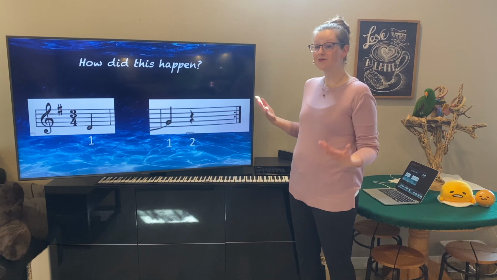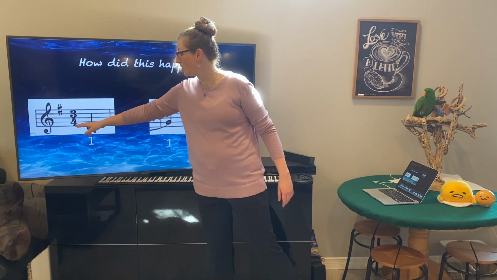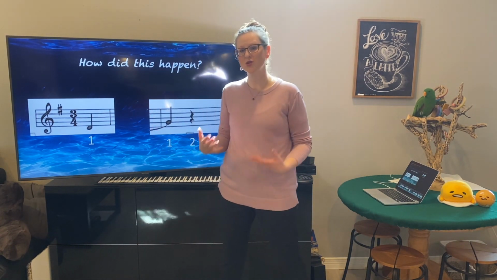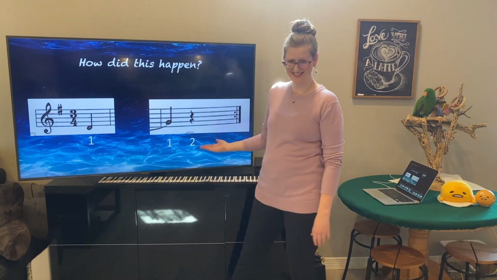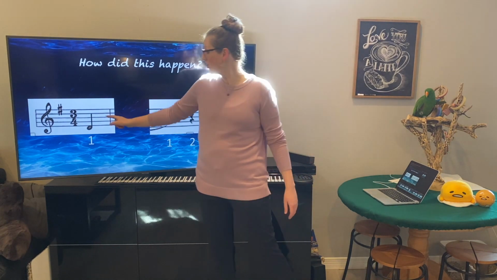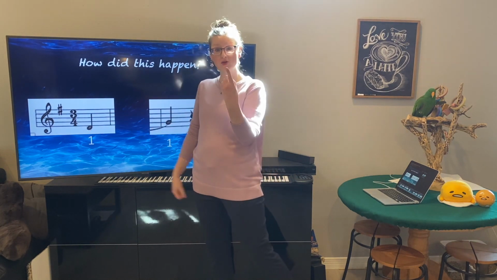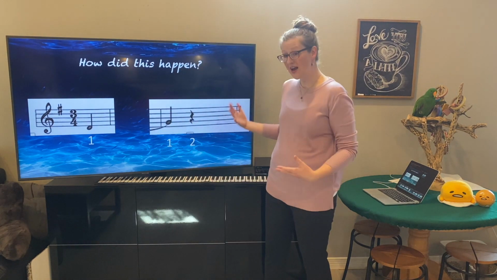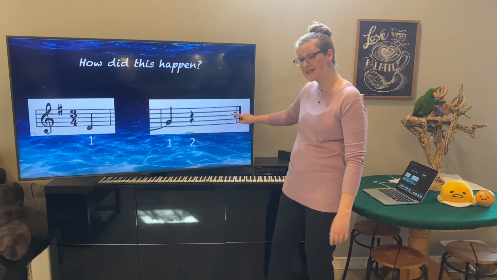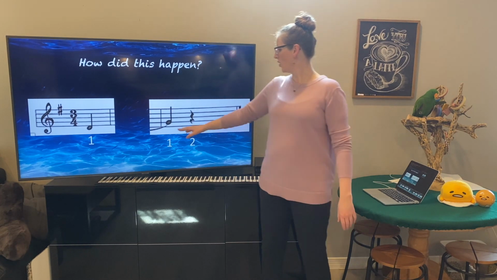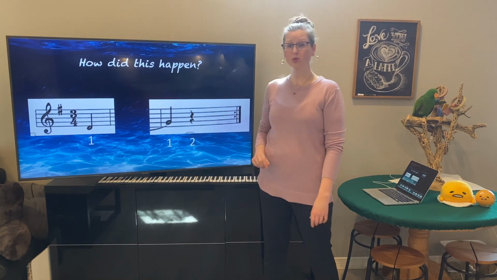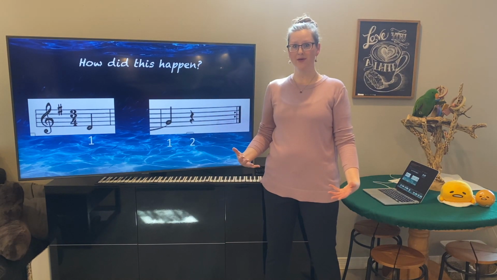So if 3 over 4 means there are 3 quarter notes in each measure, how did this happen? Here we have a measure, but we have only 1 beat. And at the very end of the song, we know it's the end because we have the repeat sign here. We have 1, 2 beats. What happened?